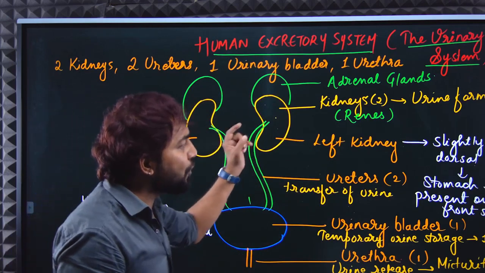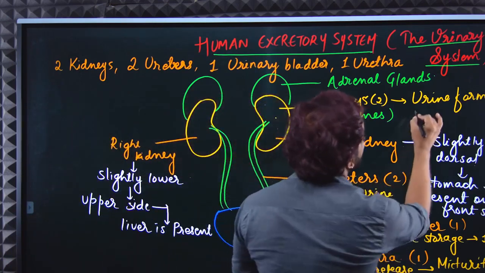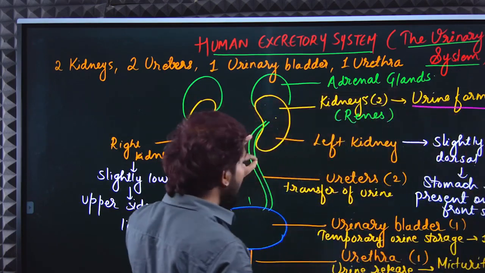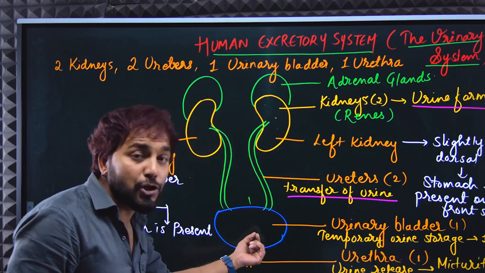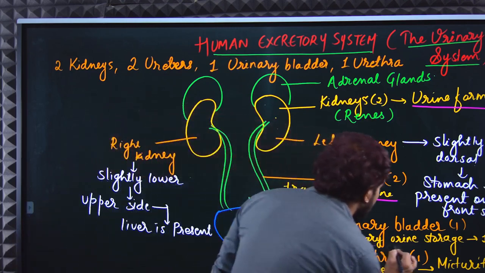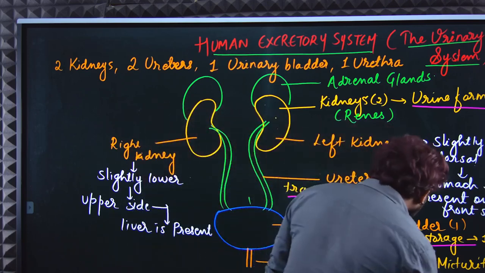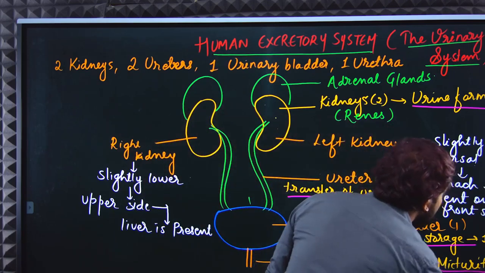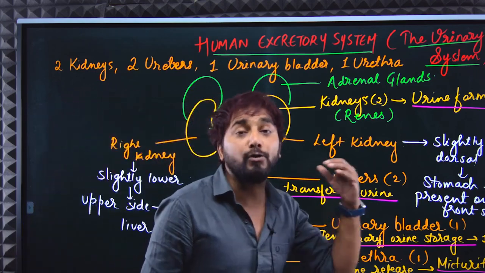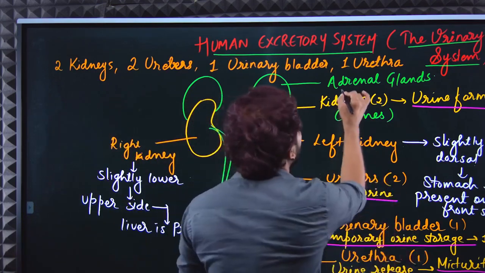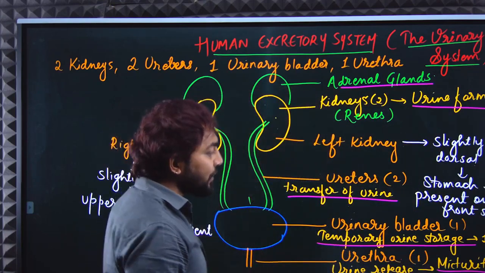So what is the function of kidney? My dear friends, the function of kidney is urine formation. What is the function of ureters? The transfer or conduction of urine. The function of urinary bladder is temporary urine storage. And the function of urethra is urine release, called the micturition. The glands present above the kidneys, above the renes, are the adrenal glands. Simple about the human excretory system.